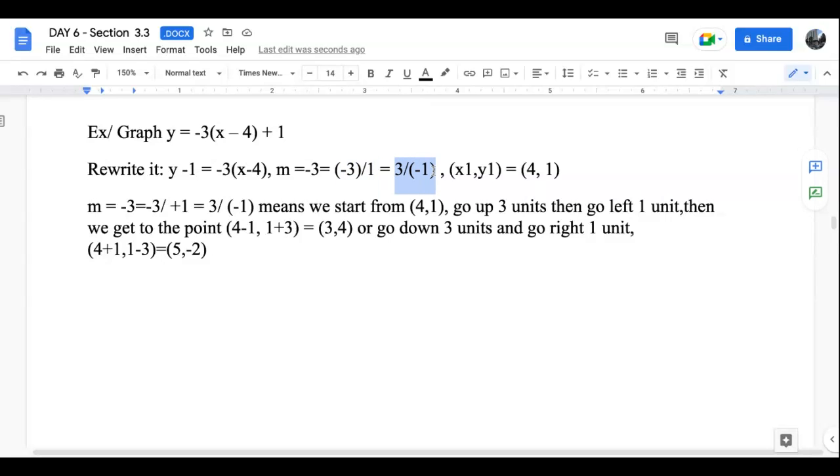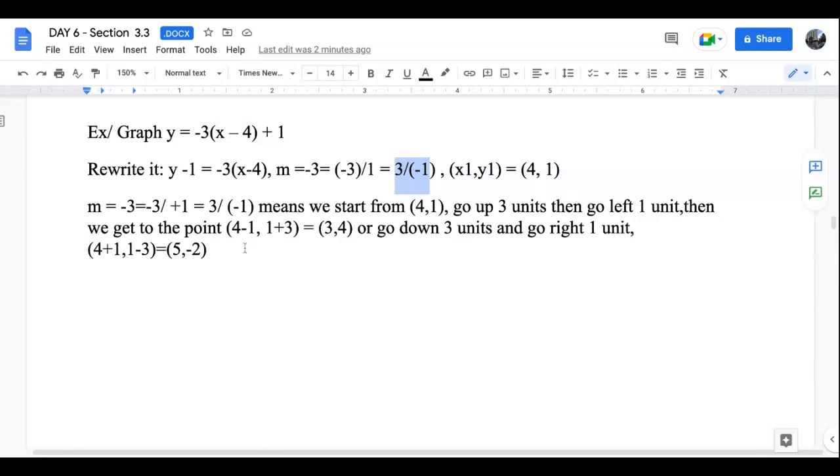What about 3 divided by negative 1? 3 means we go up 3 units. Then we go to the left 1 unit. Right? And the x1, y1, we read out from the equation, which is x minus 4, so x1 is 4. Then y minus 1, so y1 is 1. So we'll graph this point, x1, y1, on the Cartesian coordinates. Then from that point, for the slope, we can pick any of these. We can pick this one, or we can pick this one.